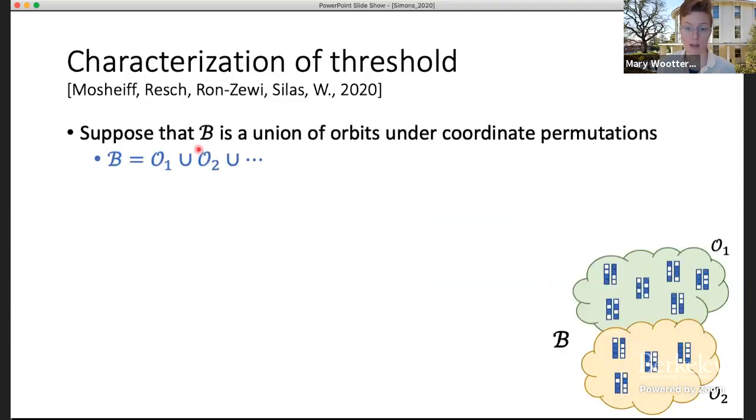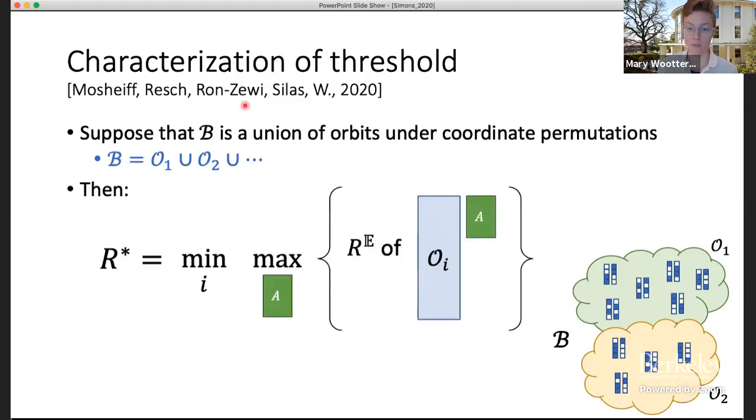If you have a property that you're interested in that can be characterized as the union of orbits under coordinate permutations, then you basically just look at the worst orbit, and that will give you the threshold. So do exactly the same thing for each orbit and look at the worst of them. So that's the theorem statement, for the characterization of this threshold. Are there any questions at this point?